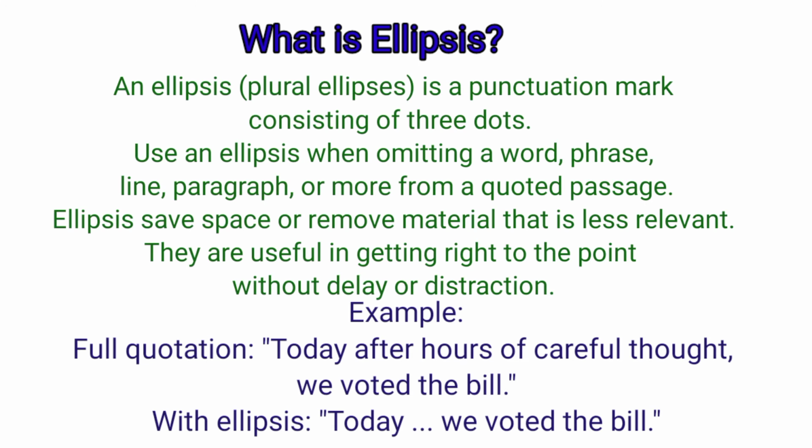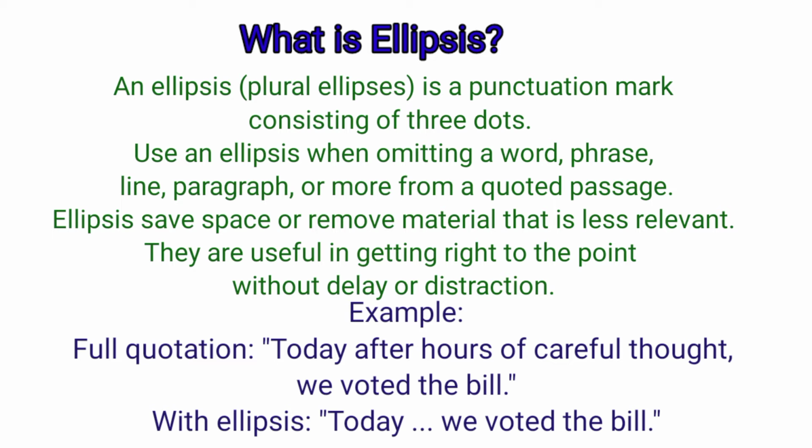My dear learners, an ellipsis, plural ellipses, is a punctuation mark consisting of 3 dots. Use an ellipsis when omitting a word, phrase, line, paragraph, or more from a quoted passage. Ellipses save space or remove material that is less relevant. They are useful in getting right to the point without delay or distraction.